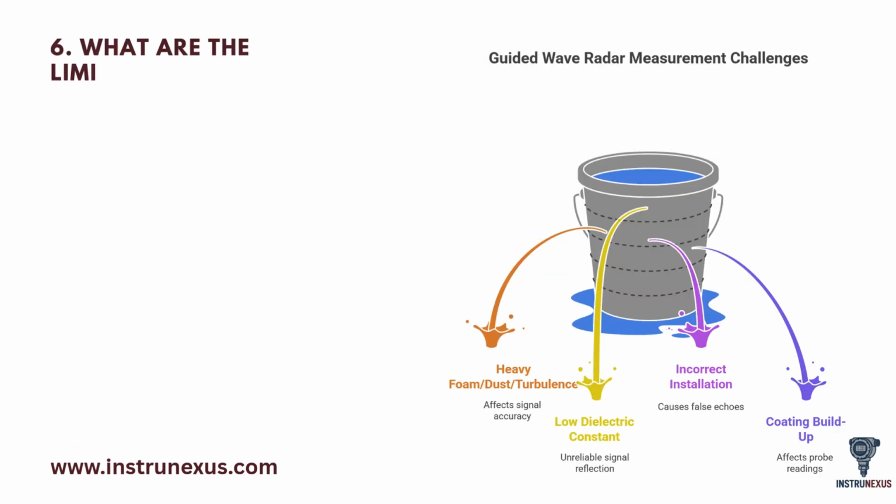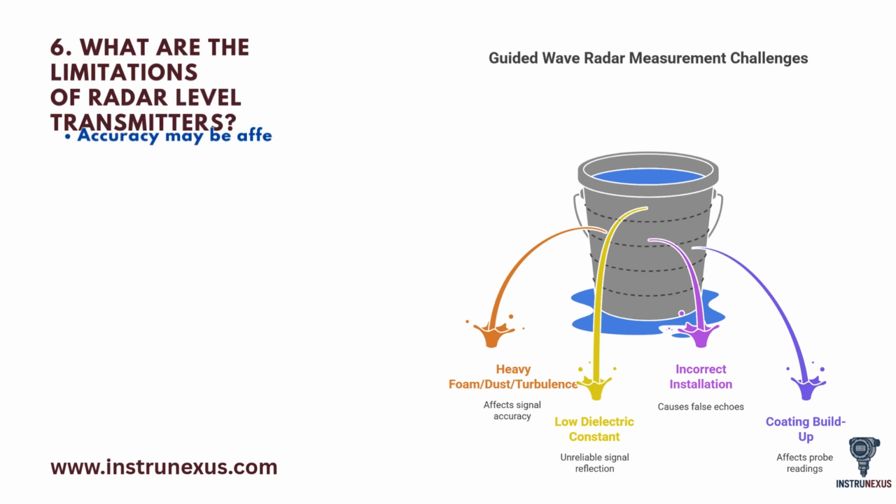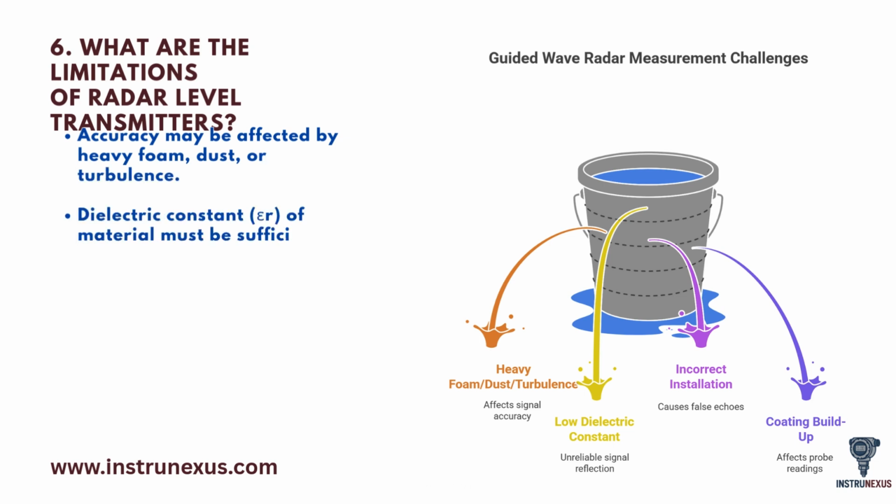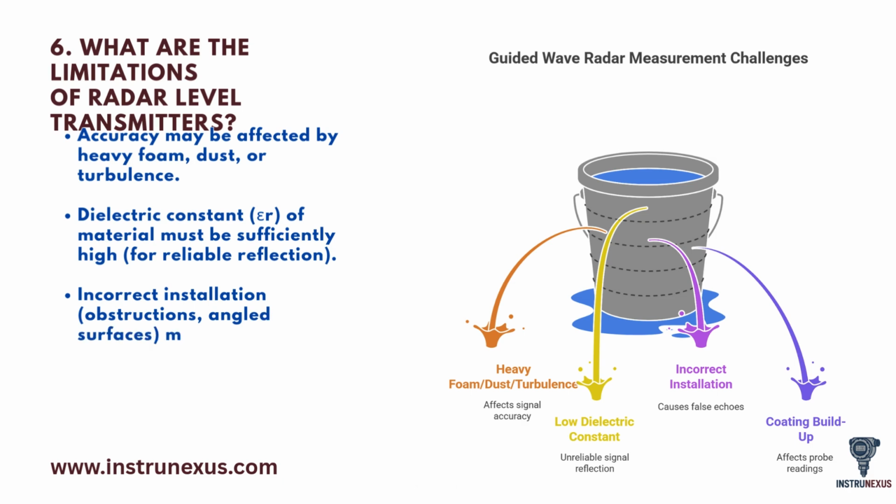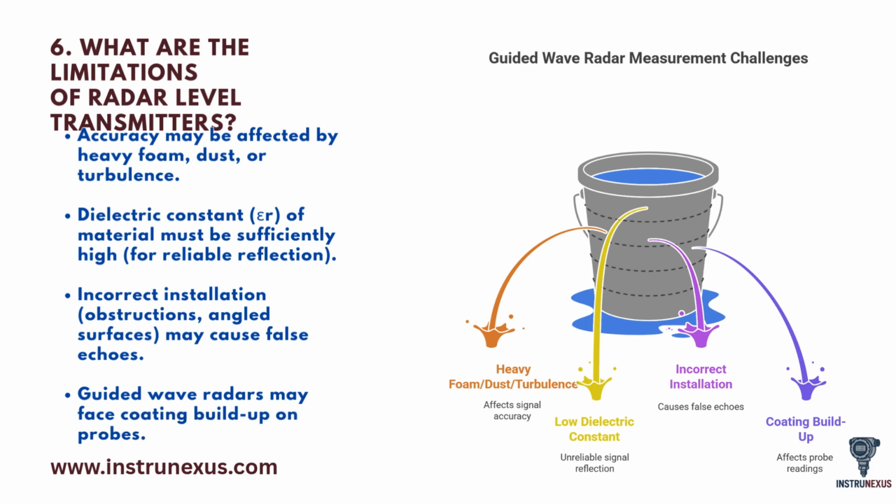What are the limitations of radar level transmitters? Accuracy may be affected by heavy foam, dust, or turbulence. Dielectric constant of material must be sufficiently high for reliable reflection. Incorrect installation, obstructions, and angled surfaces may cause false echoes. Guided wave radars may face coating buildup on probes.